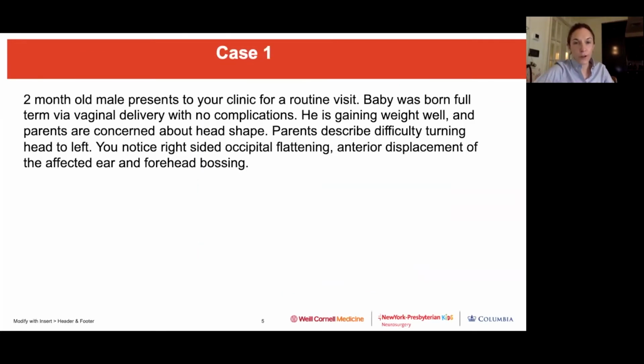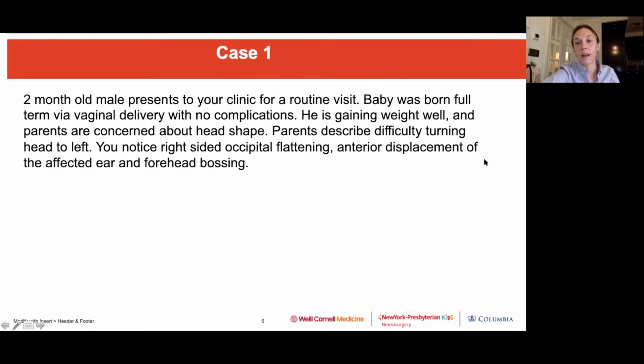First, let's start with the simple stuff to get it out of the way and understand benign versus surgically pathologic. So a 2-month-old baby presents to your clinic for a routine well baby visit. They were born via term vaginal delivery, no complications. The child is gaining weight well. Parents are concerned about the head shape.